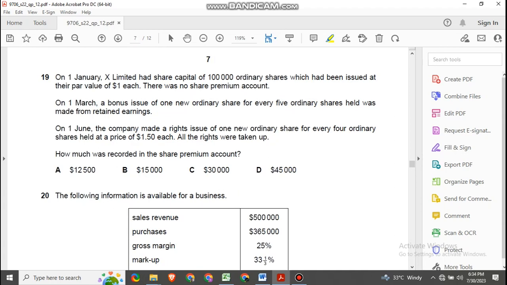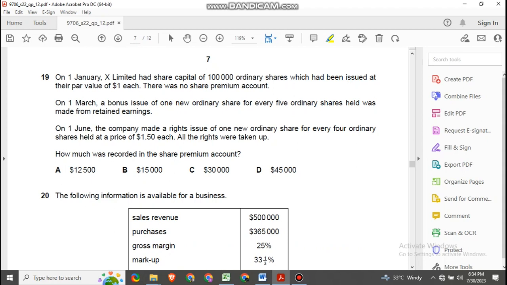Okay, the next question, question number 19. On 1st January, X Limited had share capital of 100,000 ordinary shares, which had been issued at their par value of $1 each. There was no share premium account. On 1st March, a bonus issue of 1 new ordinary share for every 5 ordinary shares held was made from retained earnings. On 1st June, the company made a rights issue of 1 new ordinary share for every 4 ordinary shares held at a price of 1.50 each. All the rights shares were taken up. How much was recorded in the share premium account?